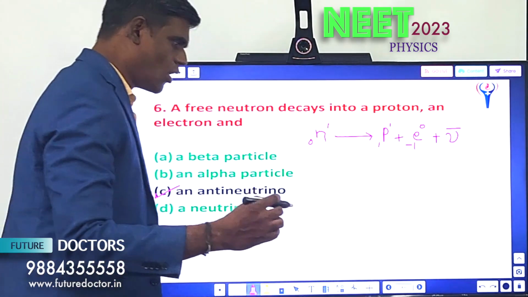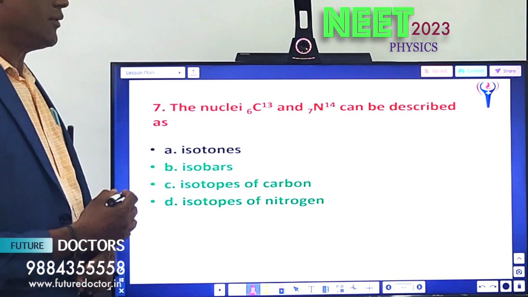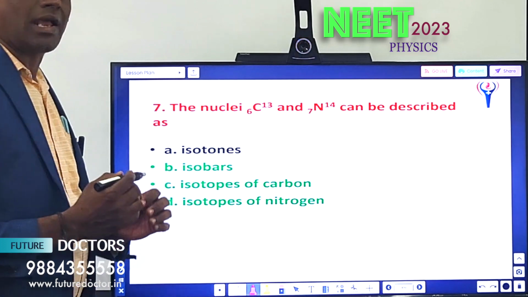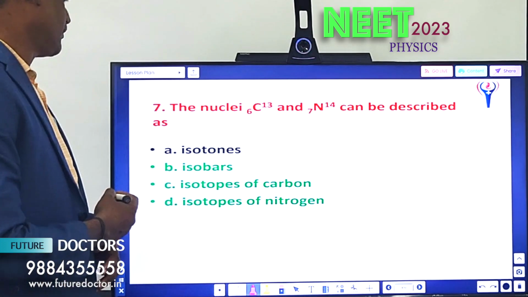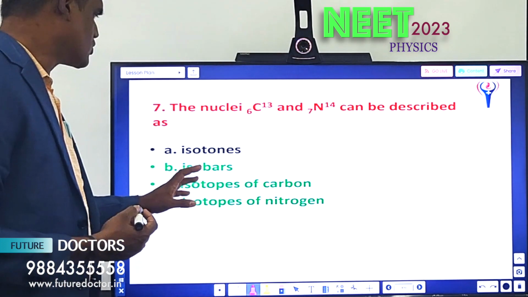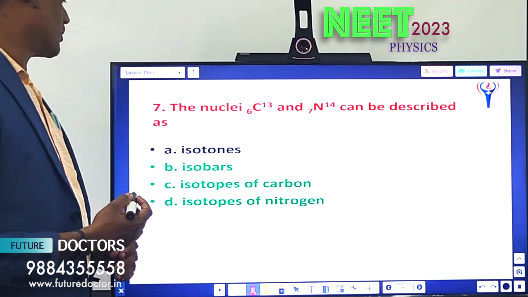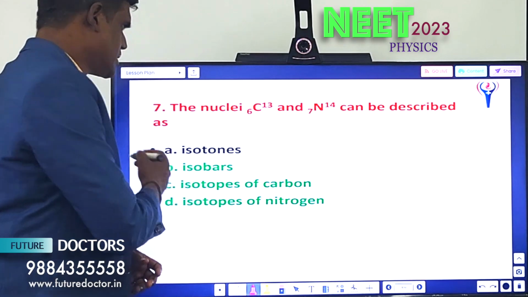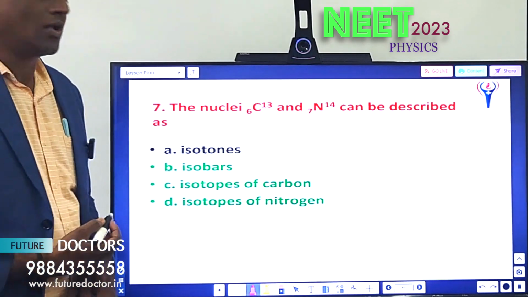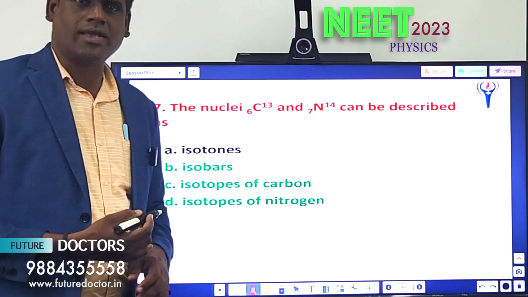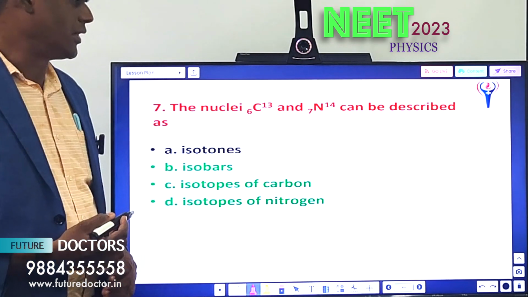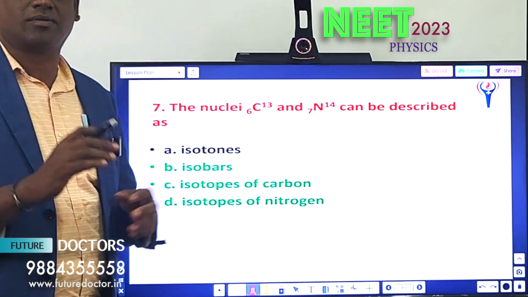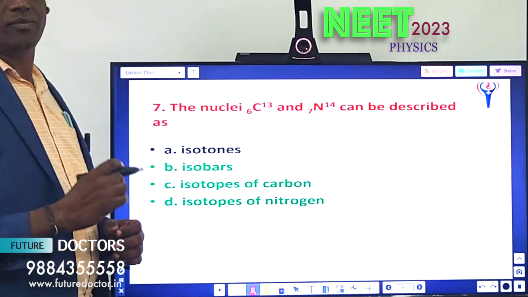Let's move to the last problem. The nuclei C 13 6 and N 14 7 can be described as dash. Isotones, isobars, isotopes of carbon, isotopes of nitrogen, which is the correct answer? Yes, isotones is the correct answer. What are isotones? Isotones are the elements having different atomic number and different mass number. Then which will be the same? The neutron number will be the same.